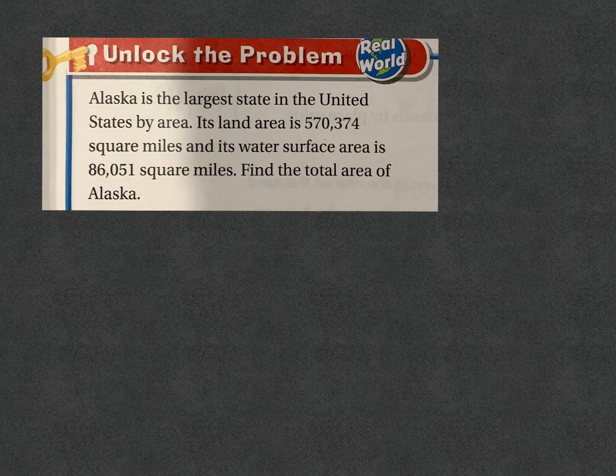They started with an Unlock the Problem. Alaska is the largest state in the United States by area. Its land area is 570,374 square miles, and its water surface area is 86,051 square miles. Find the total area of Alaska. Let's underline the question: find the total area of Alaska. Total means everything added together. Circle the information that they gave us. These are the two numbers that I'm going to want to add together: 570,374 and 86,051.